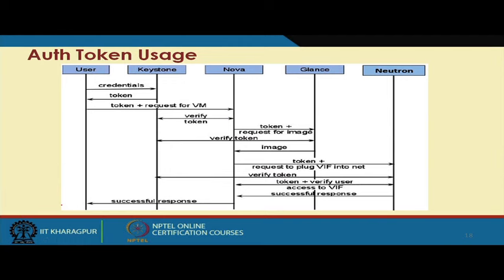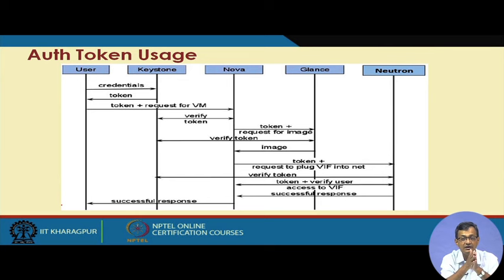So, this way the whole thing goes on, and if we look at the token exchange mechanism, the user goes to Keystone for identification and authentication, then it goes to Nova, then Glance and Neutron. So, this is the process flow of the authentication token usage.